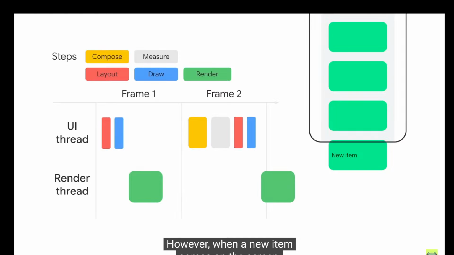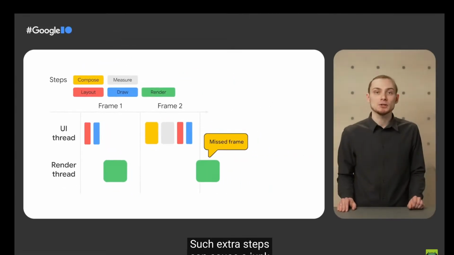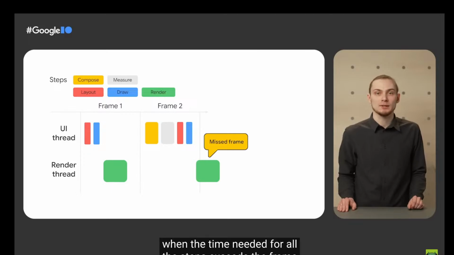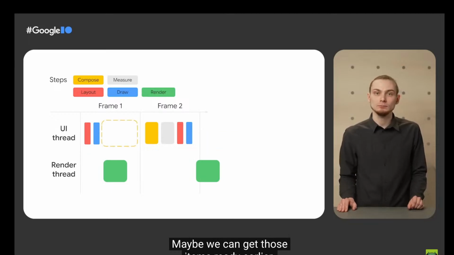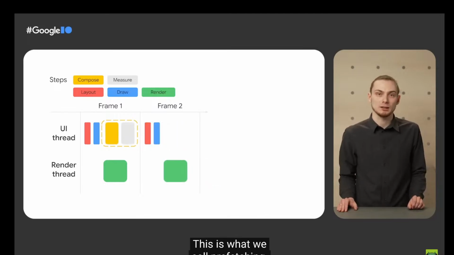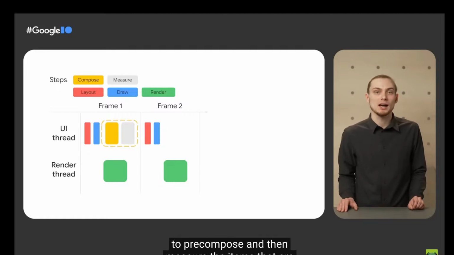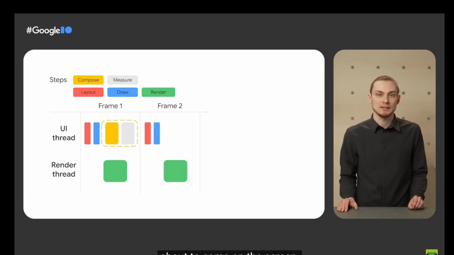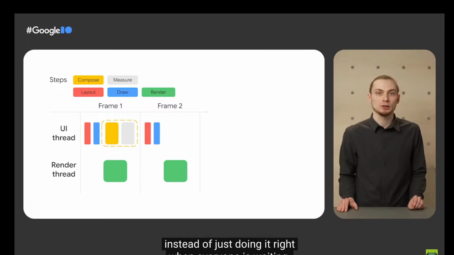However, when a new item comes on the screen, more work is required, as we first need to compose and then measure the new item content. Such extra steps can cause a jank when the time needed for all the steps exceeds the frame boundary. Maybe we can get these items ready earlier. As you can see in the previous frame, the UI thread was doing nothing after it finished all the needed work. Let's move our extra step there. This is what we call prefetching. We are using the available time left in the frame to pre-compose and then pre-measure the items that are about to come onto screen. This way, the work is done earlier instead of just doing it right when everyone is waiting.